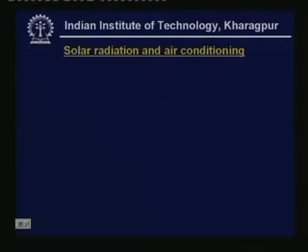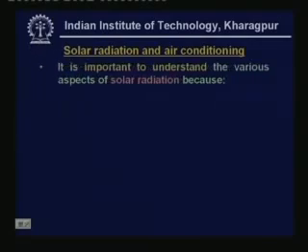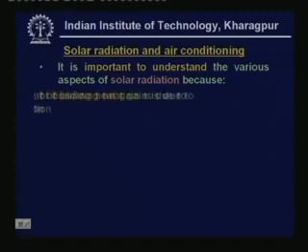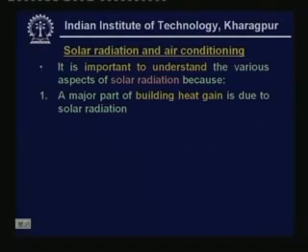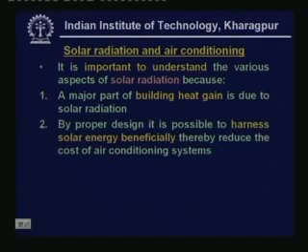So why do we have to bother about solar radiation in air conditioning? What is the importance of this? It is important to understand the various aspects of solar radiation because a major part of building heat gain is due to solar radiation. So in order to estimate cooling and heating loads, one has to take solar radiation into account. And the second reason is that by proper design it is possible to harness solar energy beneficially, thereby reducing the cost of the air conditioning system. This is a very important reason also.